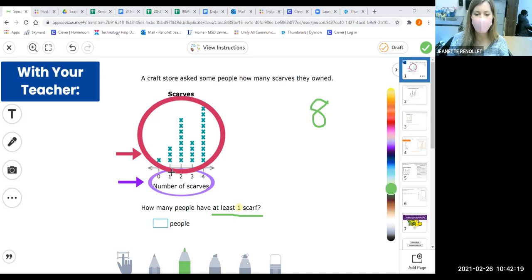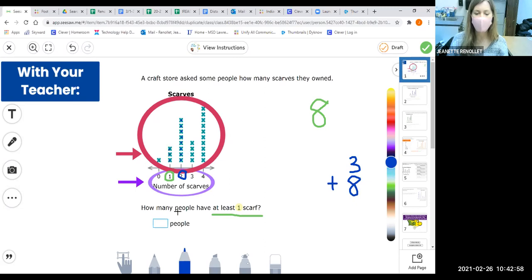So let's count how many people have 1 scarf. There are 3 people who have 1. 3 X's. So 3 plus. Now let's count how many people have 2 scarves. Count how many people have 2 scarves according to the data. I count 1, 2, 3, 4, 5, 6, 7, 8. So 3 plus 8.